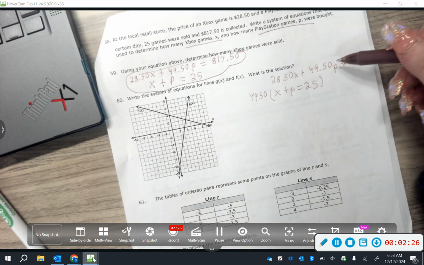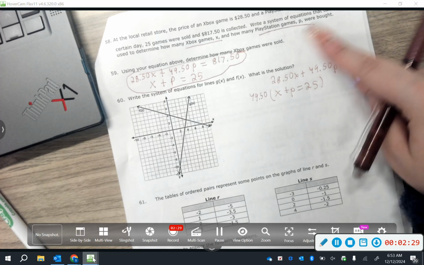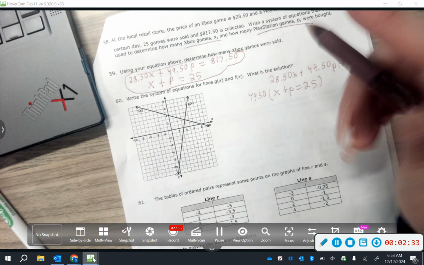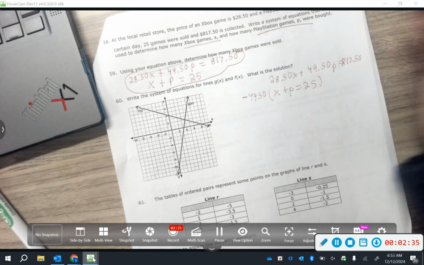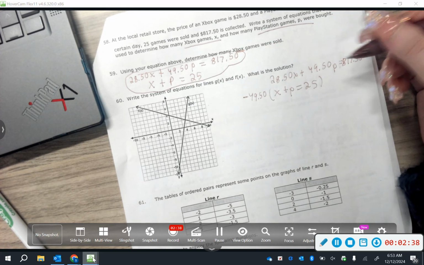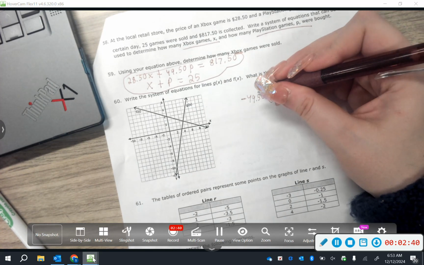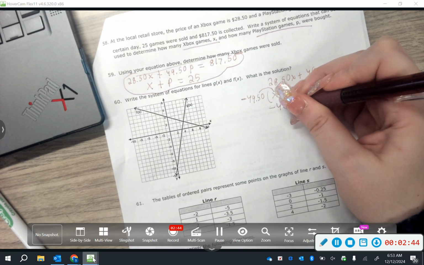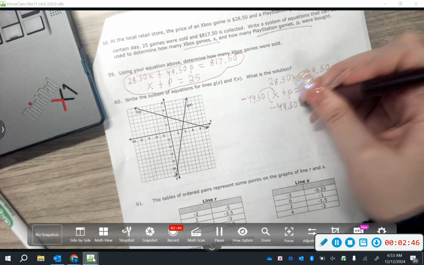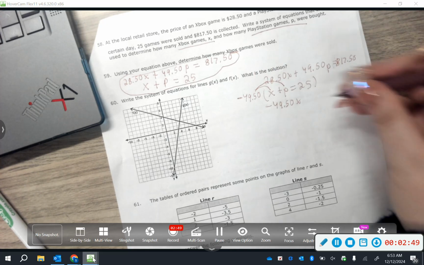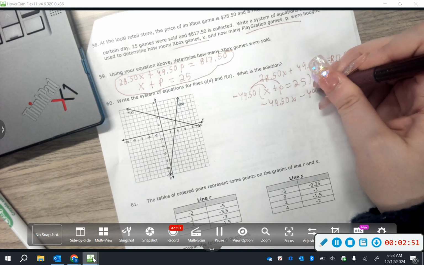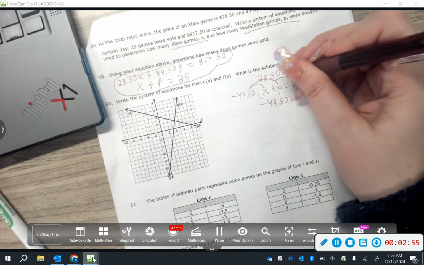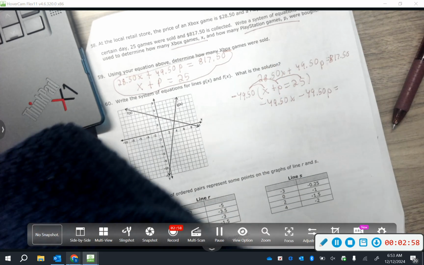So that's important because then we'll have the same number. But remember, we also have the opposite sign. We need a zero pair. So if this says positive 49.50, I need to multiply this bottom row by negative 49.50 so that they're opposites. So negative 49.50 times X is negative 49.50 X. Negative 49.50 times P is negative 49.50 P equals negative 49.50 times 25.